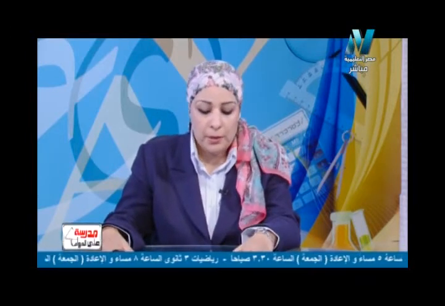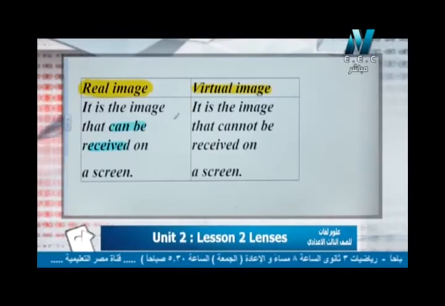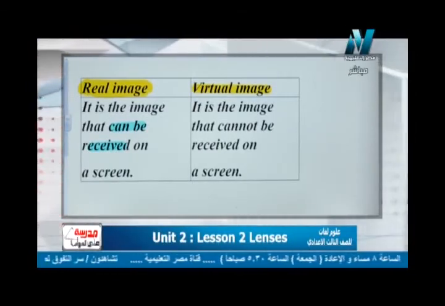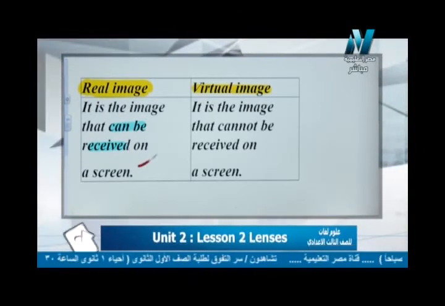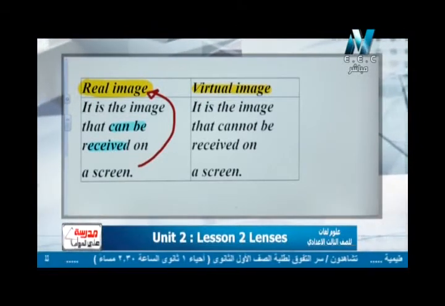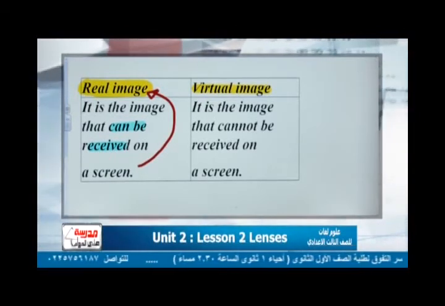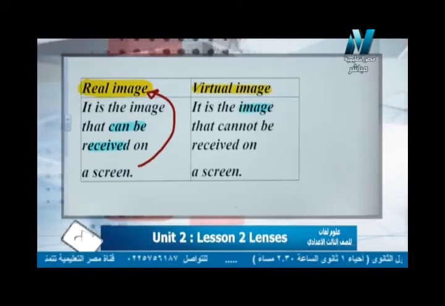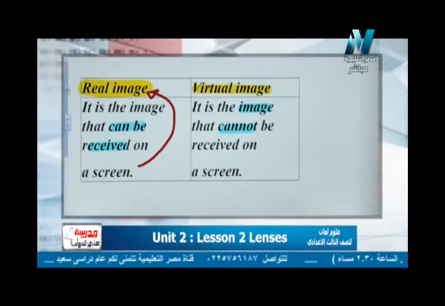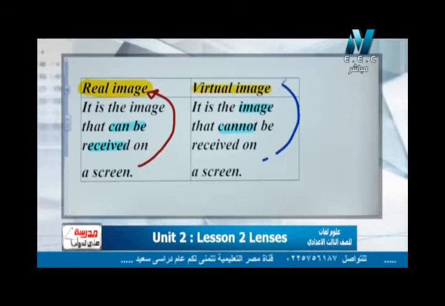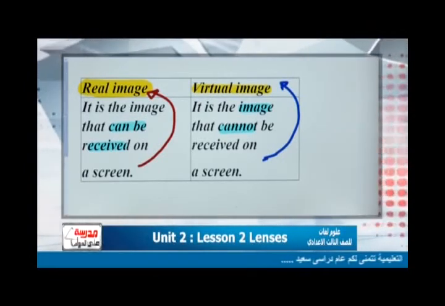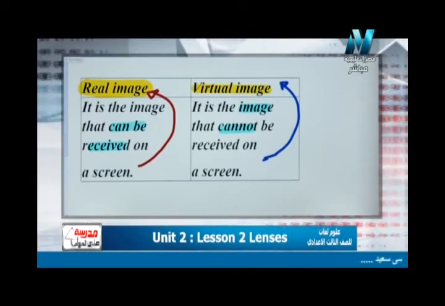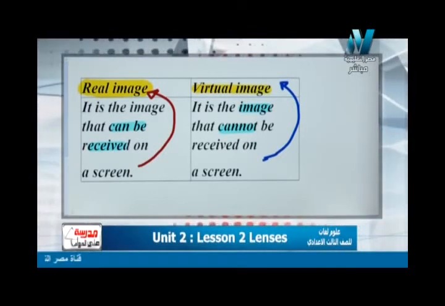Dear students, we have this comparison between the two images, real and virtual images. Number one, the real image can be received on the screen, as we studied before in the spherical mirrors. And the other image is called the virtual image, which cannot be received on the screen, meaning we cannot receive it on a screen, or what they call a screen in Arabic. So here we can determine the difference between the two images, real image and virtual image.